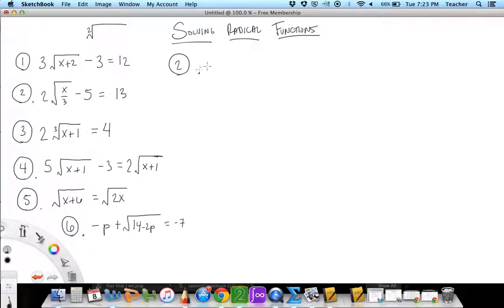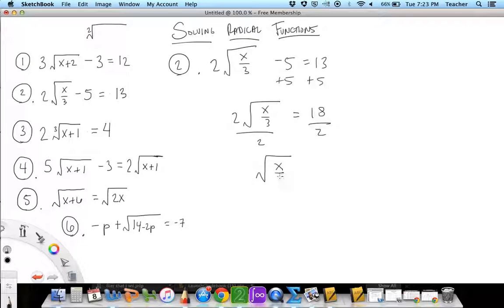Number 2. We're going to have 2 times the square root of x over 3 minus 5 equals 13. Now don't let this square root of x over 3 confuse you. It's still a radical, and I still need to isolate the radical. So I'm going to do similar steps to the ones I took in the last problem, and do some simple algebra to isolate the radical. Divide by 2, and so we get the square root of x over 3 equals 9.